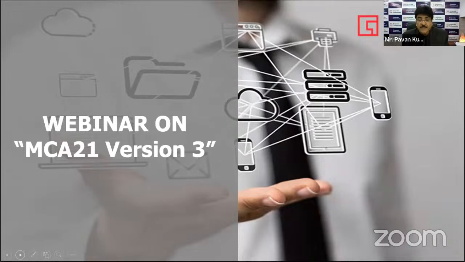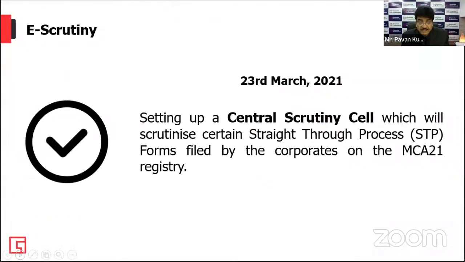In the MCA3 version, they launched 5 important things. First was e-scrutiny, on 23rd March 2021: setting up a central scrutiny cell which shall scrutinize certain straight-through-process forms filed by the corporates on the MCA21 registry. Today, all of the scrutiny is taking place through STP mode: you file the form and the system checks automatically through machine learning, and various other developments are taking place. And it is a future vision.